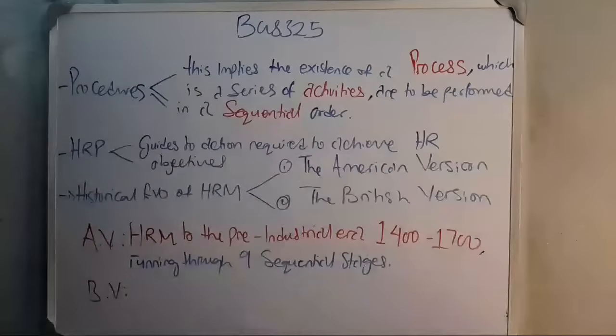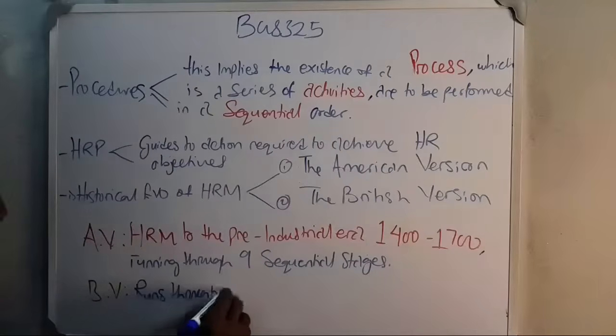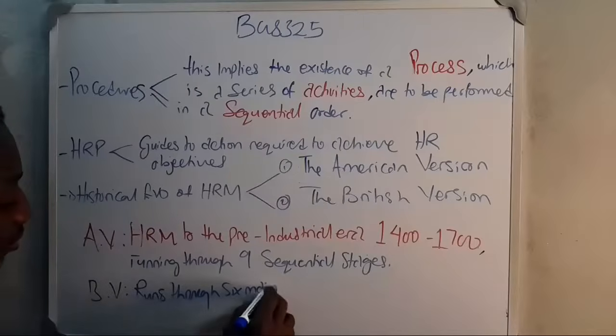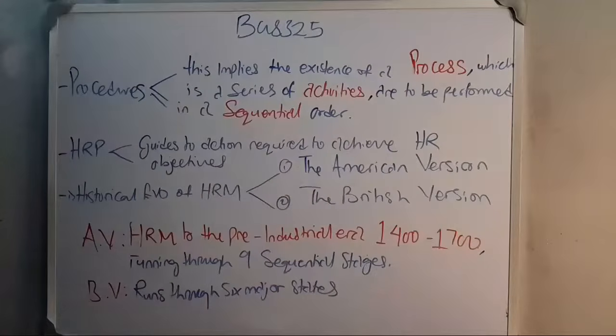So we have the British history of the evolution of human resources, which runs through 6 major stages. So we have that. Let's quickly talk about certain terminologies, like process.